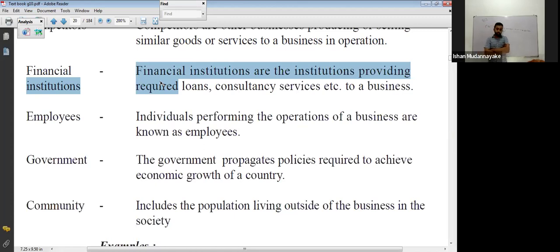Okay, right. Next one. Look at the next one. Employees. Rehan, can you read it out?